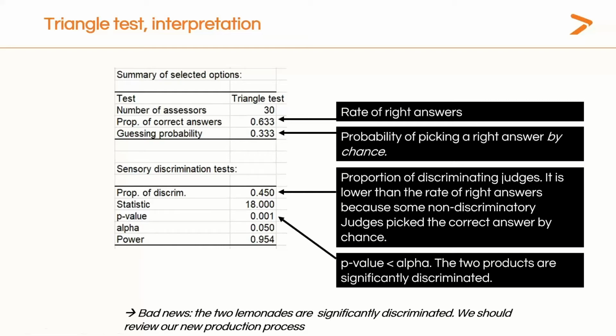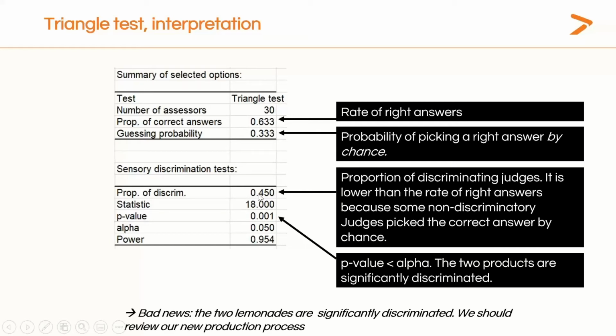Imagine you are a bad panelist at discriminating two products. You are unable to discriminate between the two products, but you pick an answer anyway. You have 1 chance over 3 of picking the right answer by chance because you have 3 possibilities. So this is the guessing probability. This is what this number refers to.